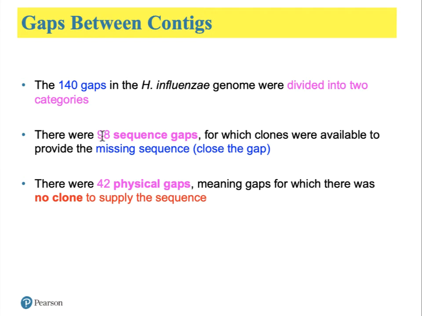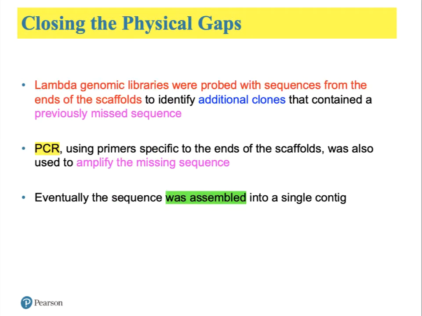Using the technology of the day, 140 gaps were unfulfilled. Of those, 98 were sequence gaps, and 42 were physical gaps. Newer methods were able to overcome the 98 sequence gaps, so those were completed soon after. The 42 physical gaps had no clones to sequence. These physical gaps were closed using two methods available at the time. One was to use large lambda genomic libraries for probing the sequences from the ends of the scaffolds, and the other one was to use PCR, and those techniques became available soon after. And that led to the complete sequencing of the genome of this bacteria.